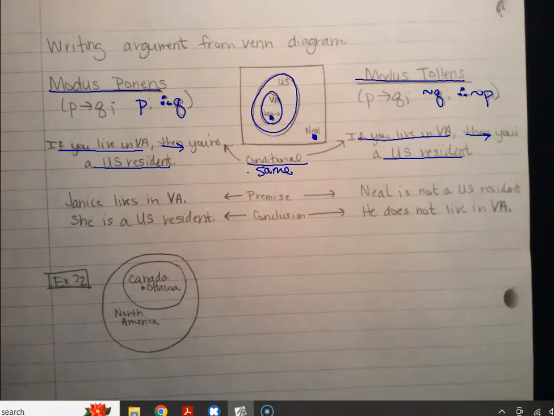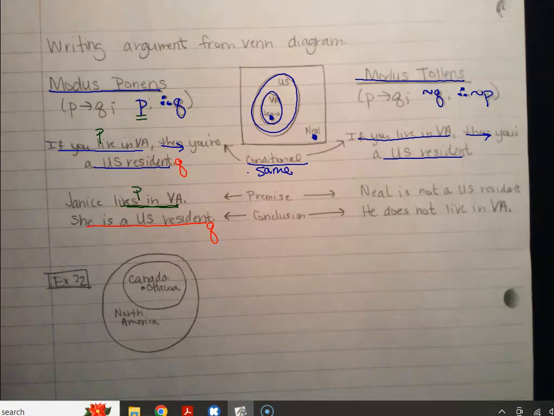Okay, so for the first one, we want to state a P. So Janice lives in Virginia. That's the P. If you live in Virginia, Janice lives in Virginia. There's our P. Then you're a US resident. There's our Q. And so we say she is a US resident. We stated our Q. So it's if P then Q, P therefore Q.